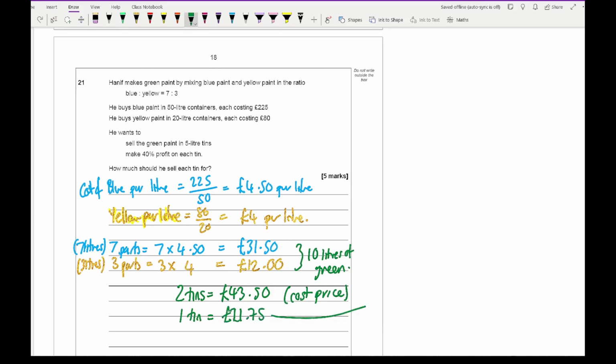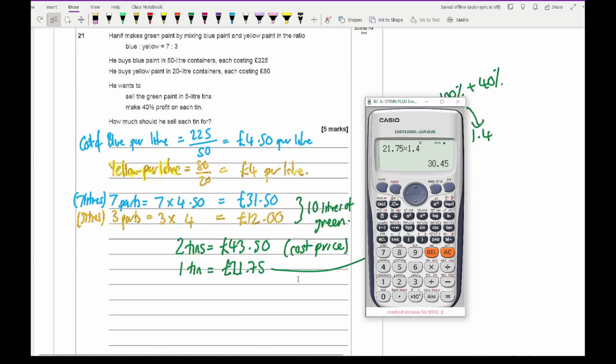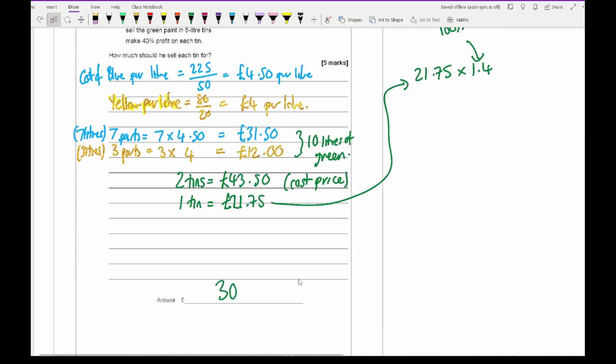So what I need to do is I want to make 40% profit of that. So 21.75 multiplied by 1.4. And again, where 1.4 has come from, it's come from 100% plus 40%, because I want to make 40% profit. And if I type that into my calculator, 21.75 multiplied by 1.4 gives me a cost of £30.45. So here the total cost is going to be, let's just write down where I've got from, and there is my final answer.